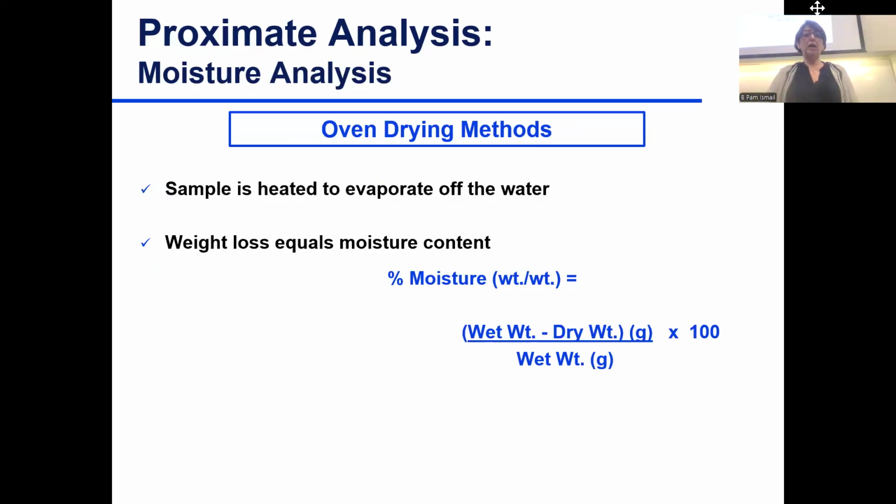So for oven drying methods, the simplest form of measuring moisture content is really you heat the sample, evaporate the moisture, and determine the weight before and after. The difference would be the moisture content. And this is what you did in lab and what you will be doing for your lab report, which I forgot to tell you when it's due. Because you're going to get the data tomorrow, it will be due Friday.